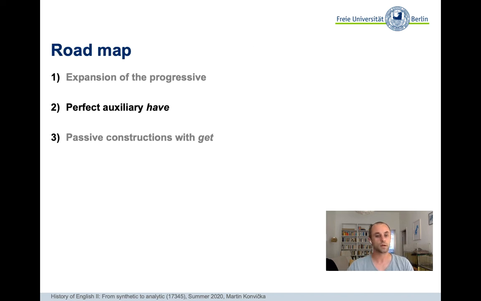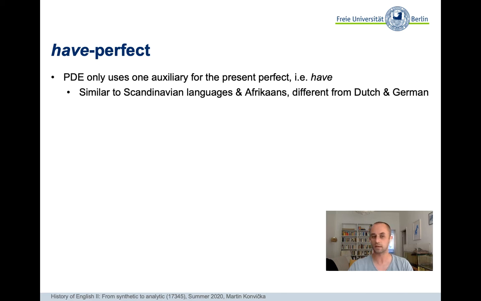Right, but let's move on to the next thing, the perfect auxiliary have. Also something that changed during the late modern English period. So nowadays, present-day English basically only uses one auxiliary for the present perfect construction, and that is have. And this is similar to the Germanic Scandinavian languages. And for example, this is also the case with Afrikaans, the daughter language of Dutch spoken in South Africa.